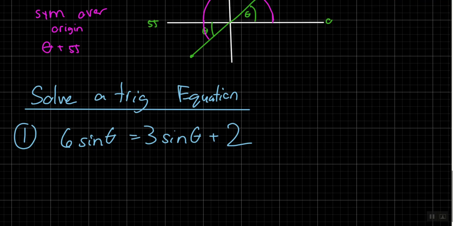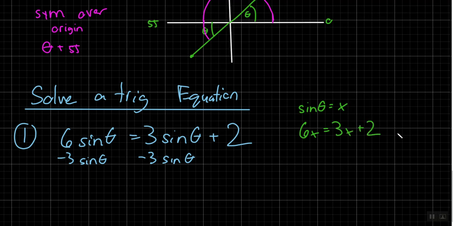Subtract what? Yes, because they have the same argument. It's just theta and theta, which we're going to have in practically every problem. So minus 3 sine of theta, minus 3 sine of theta. If you don't like seeing sine of theta, you can replace sine of theta for a moment with just x. So if you want to do sine of theta equals x, it just changes this problem to 6x equals 3x plus 2. Okay, you can do that too. And we do minus 3x, and then we get 3x equals 2.